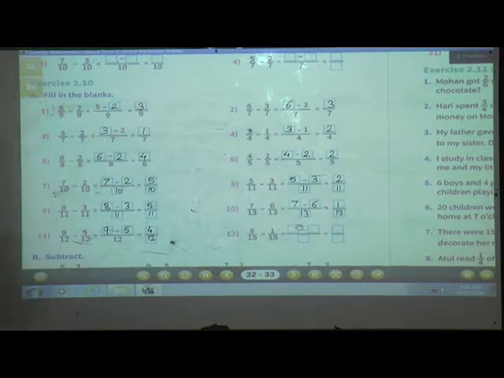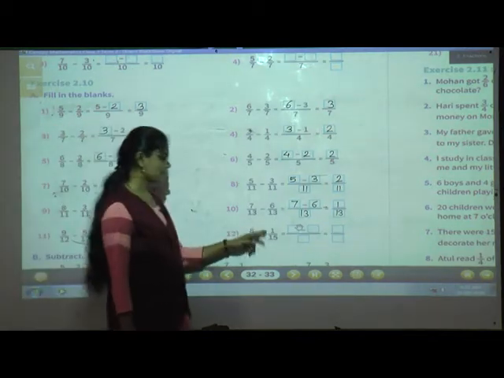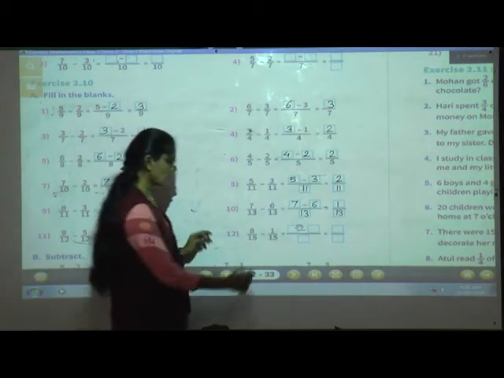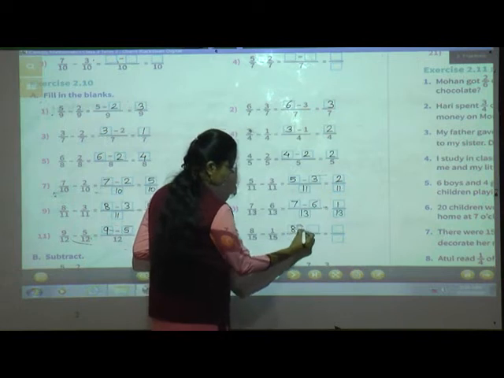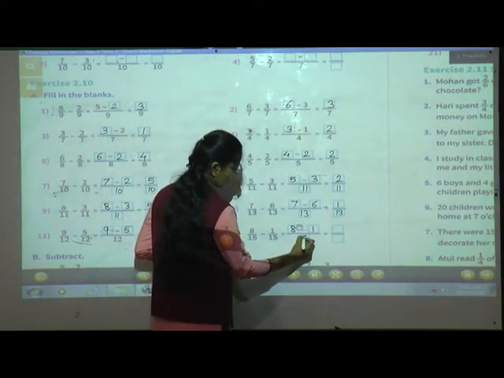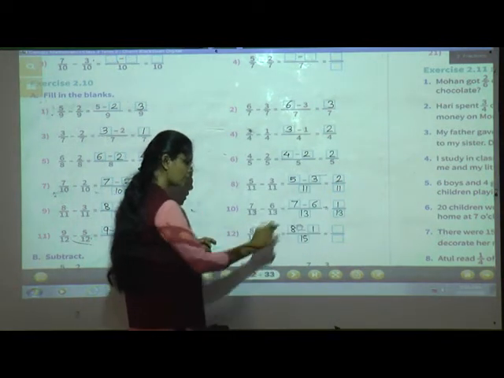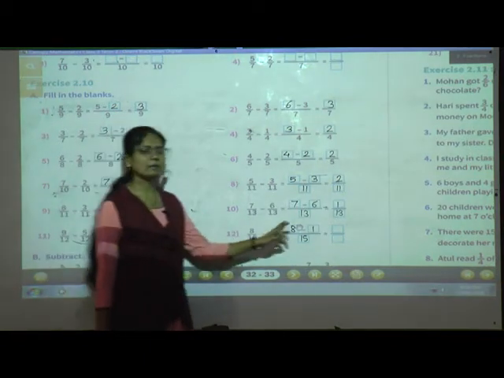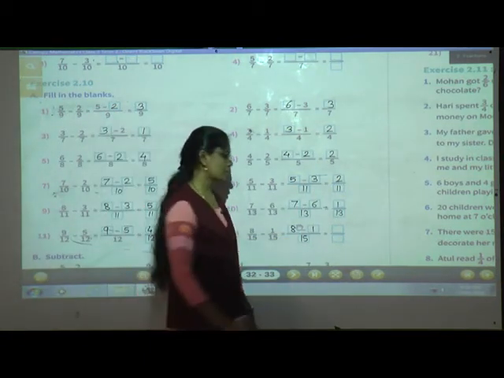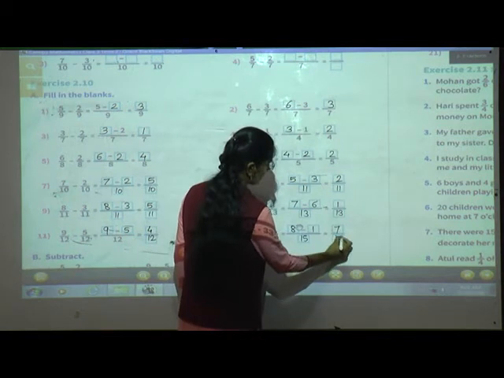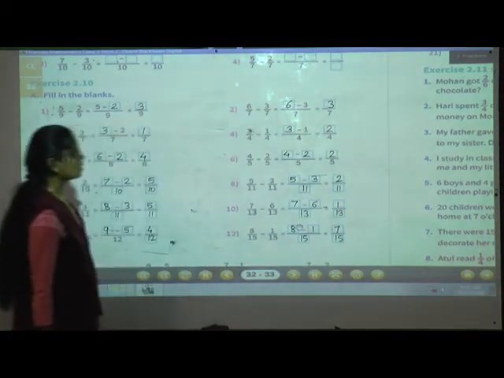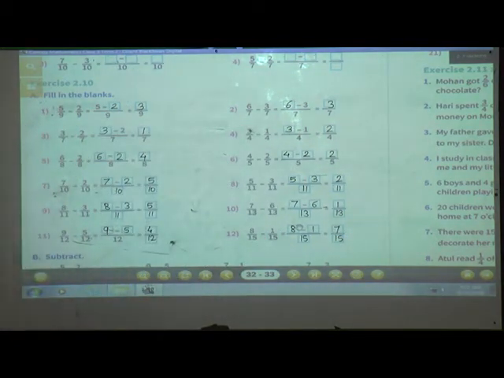Now one more example is remaining. Last example, 8 by 15 minus 1 by 15. How will you solve this? Yes, 8 minus 1 by 15. Now 8 minus 1 is equal to 7. Correct. So the answer is 7 by 15. So in this way we have completed question number A. Shall we move to the next question?